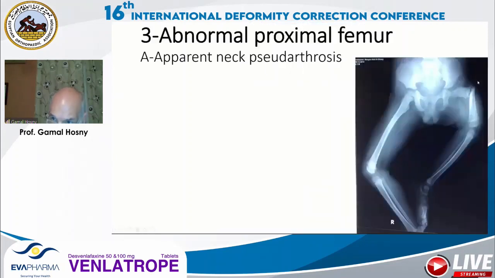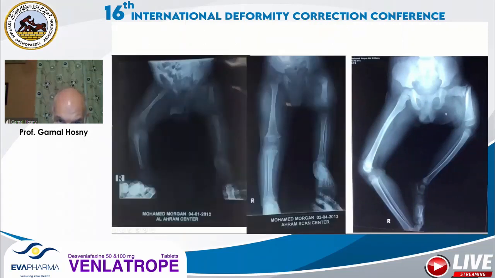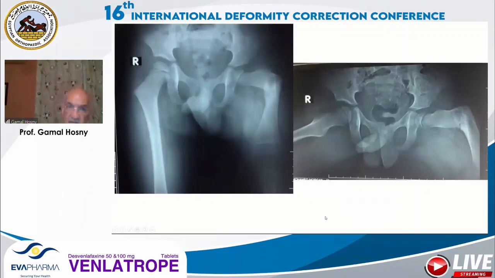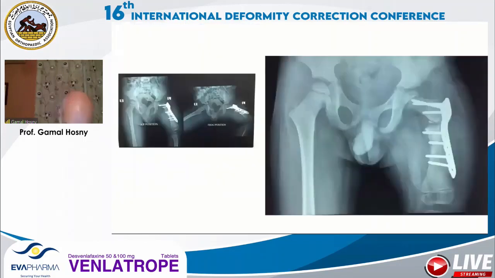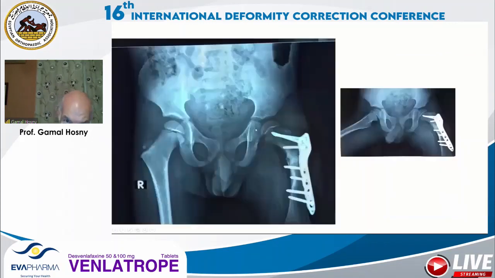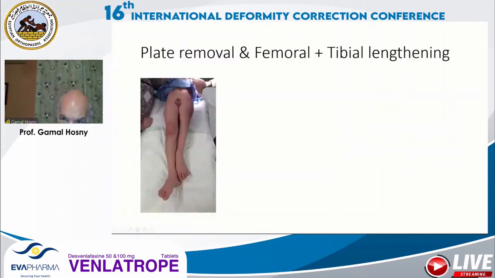Again, apparent neck pseudoarthrosis. In this case, you see with the follow-up. The problem with the classifications is that sometimes you will see one picture of the patient. You cannot give the classification you want. So you have to follow up the patient to give them the right classification. So with more follow-up, we did valgus osteotomy. And we reduced the hip. The hip is okay, so the patient is valid for lengthening. And plate removal, and at the same time, femoral and tibial lengthening.